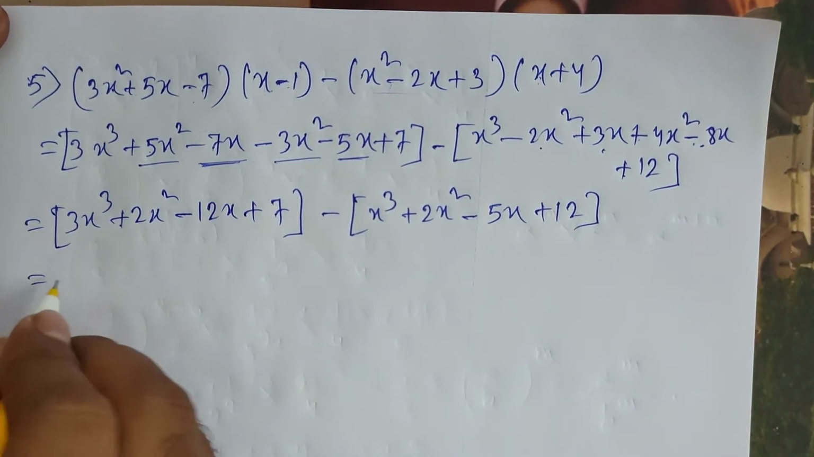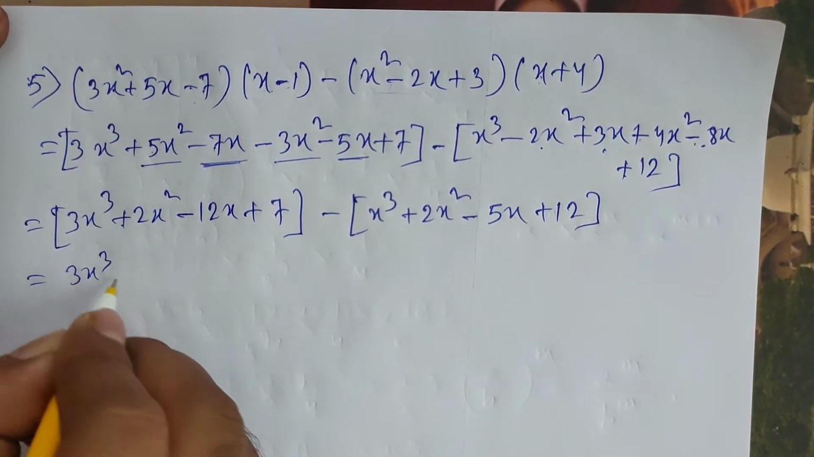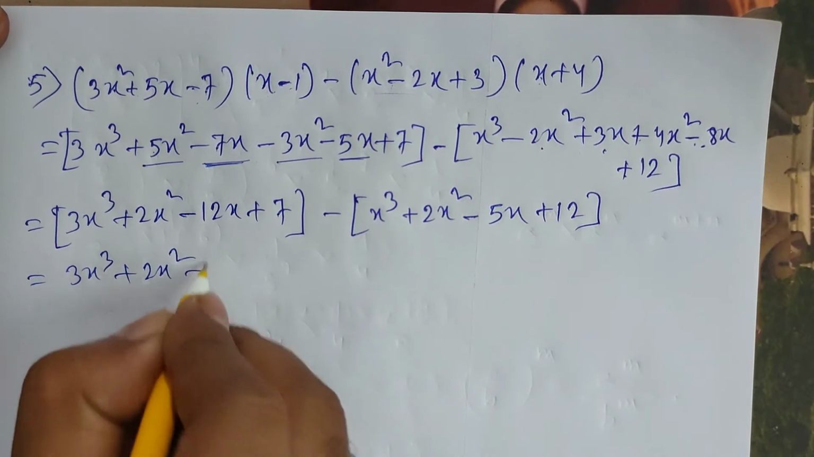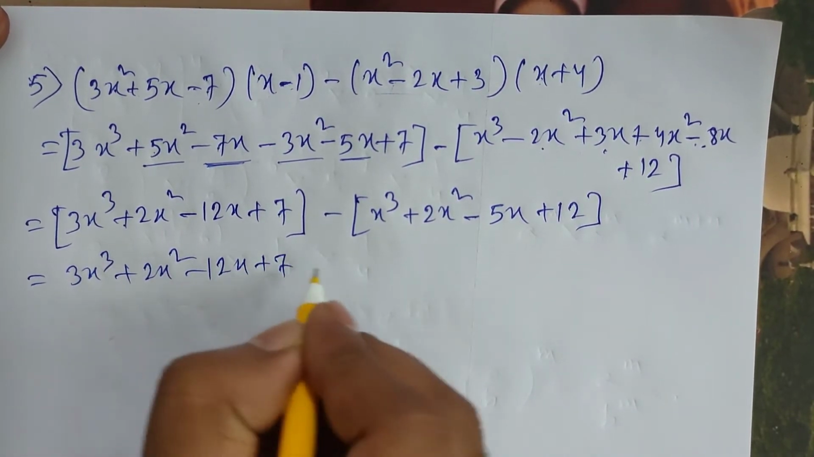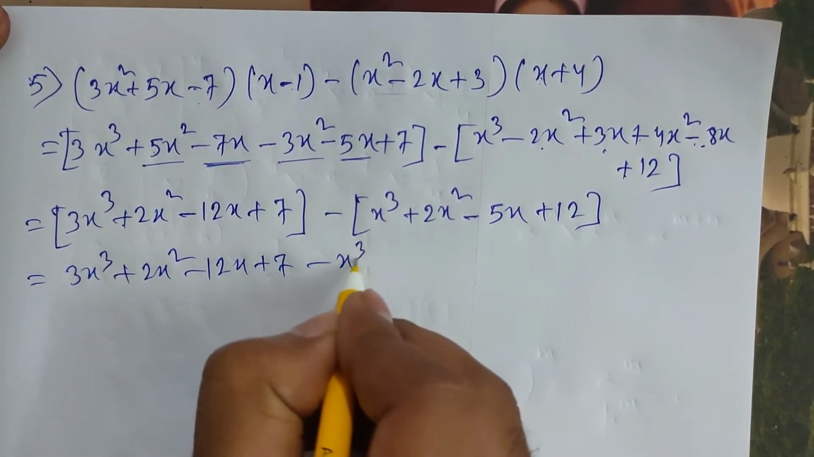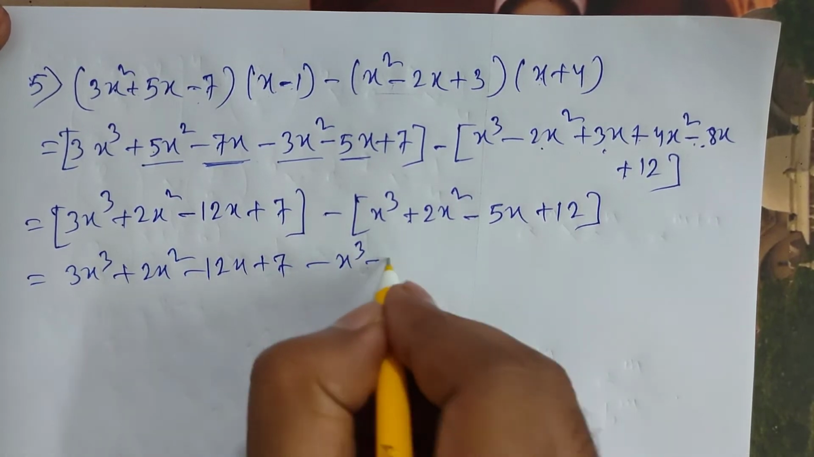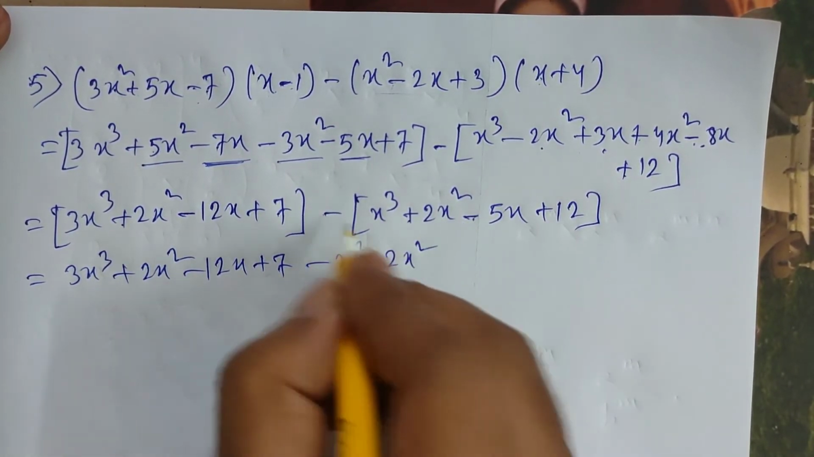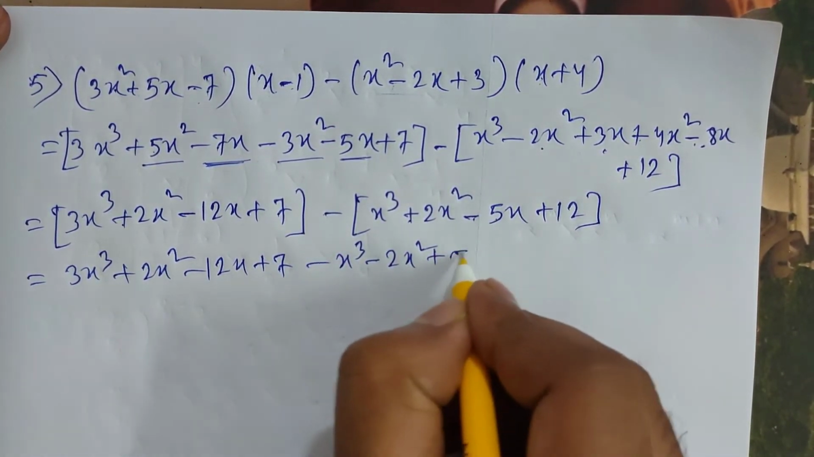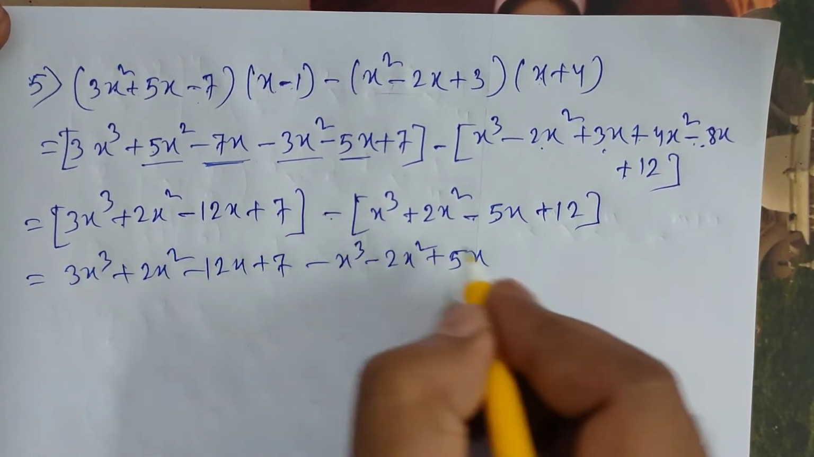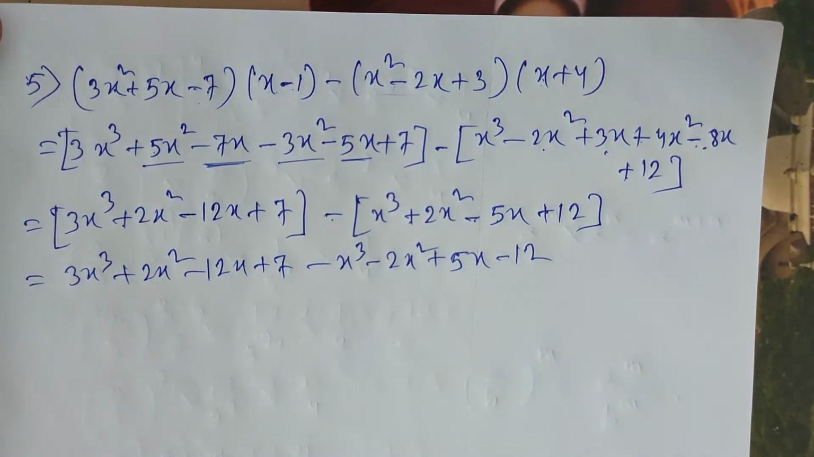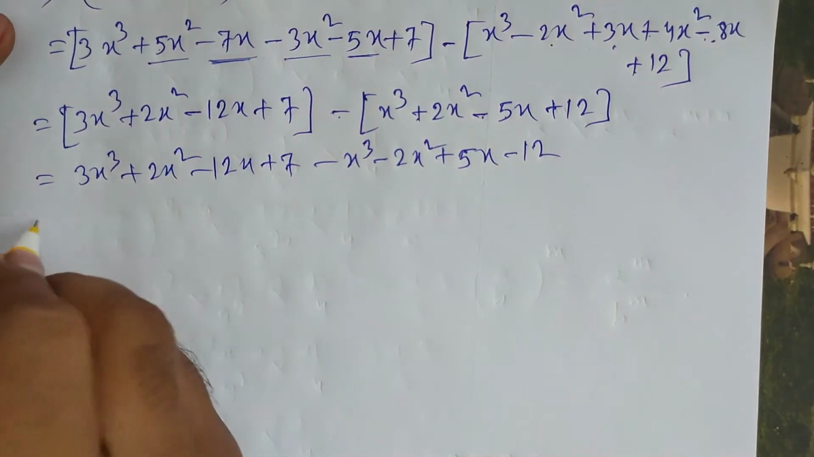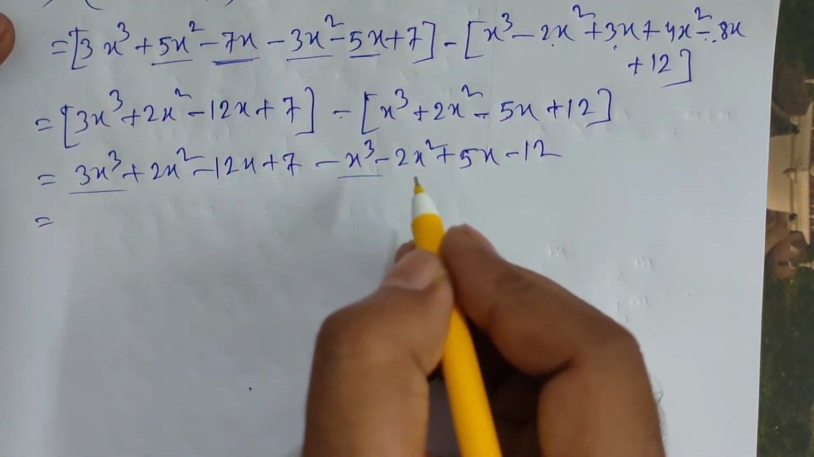Now opening the bracket, 3x cube plus 2x square minus 12x plus 7 minus x cube, plus and minus it will be minus 2x square, minus and minus it will be positive, that means 5x, plus and minus it will be minus 12.